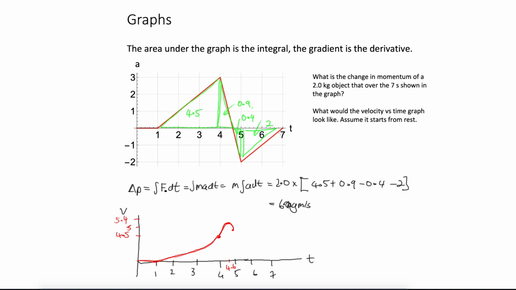And then between 5 and 7 seconds, the magnitude of the acceleration is decreasing, but it is in the negative direction. So even though the velocity is still positive, that's slowing. And so in this time, it slows down 2 meters per second. So we're going down to 3 meters per second here. So this will be another parabola which looks like this. So that's a rough sketch of what the velocity versus time graph would look like.